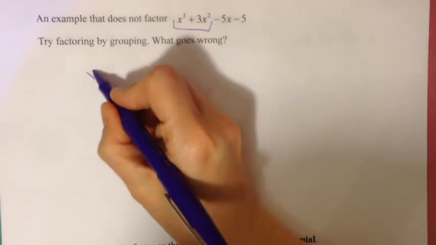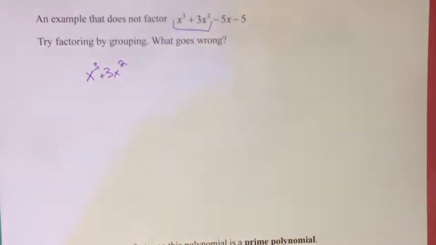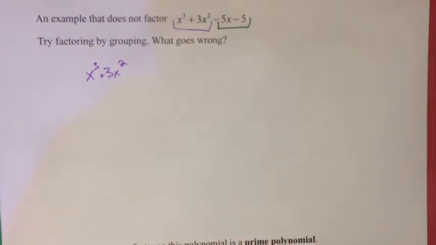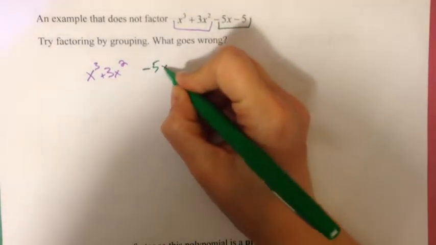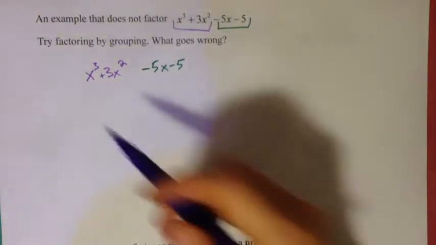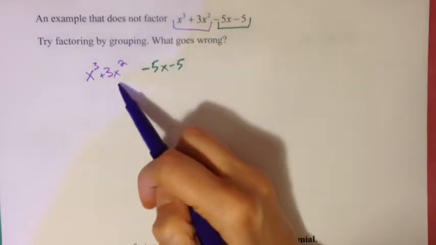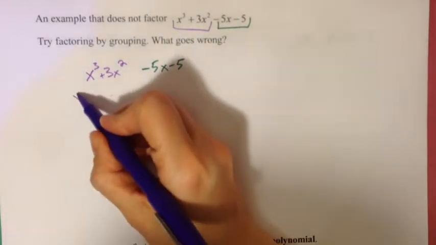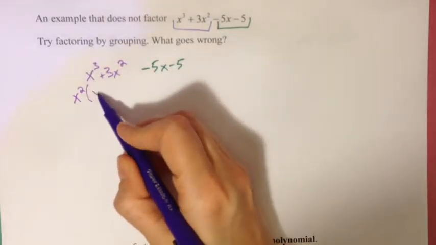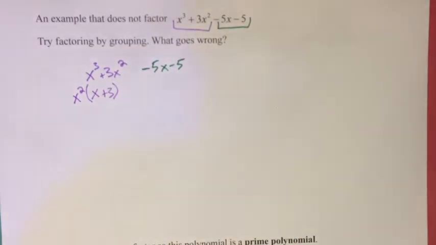So I'm going to group the x cubed with the 3x squared, and then I'm going to group the negative 5x with the negative 5. Then I start trying to factor things out of my group. I've got x cubed plus 3x squared. They have an x squared in common, so I'll factor out the x squared, which leaves behind a single x from the first term and a 3 from the second term.